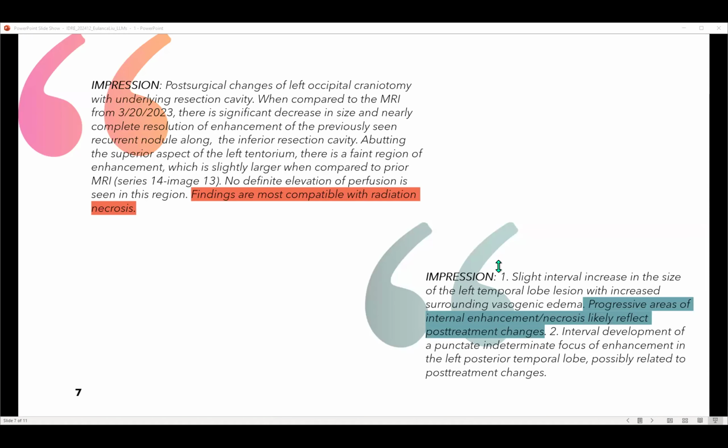And these are just examples of some of the impressions you may see in a radiology report, where sometimes the radiologist is very definitive. They say findings are most compatible with radiation necrosis. And so the LLM is able to score this as very high confidence of evidence of radiation necrosis, which is compatible with the human rater as well. Other impressions are a little bit more ambiguous, and so they say things like progressive areas of internal enhancement necrosis likely reflect post-treatment change, but they don't outright say radiation necrosis in their impression, and so the LLM is unable to classify this as radiation necrosis in concordance with the human rater.